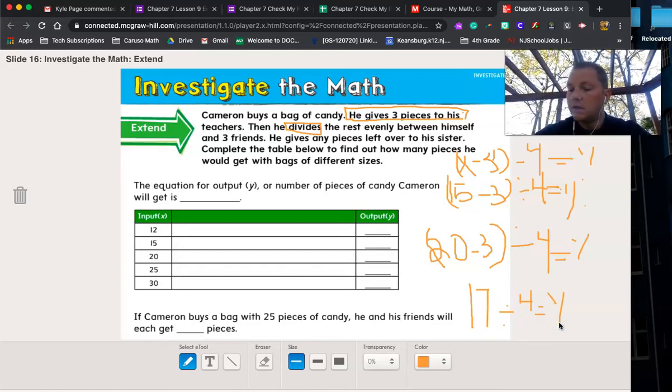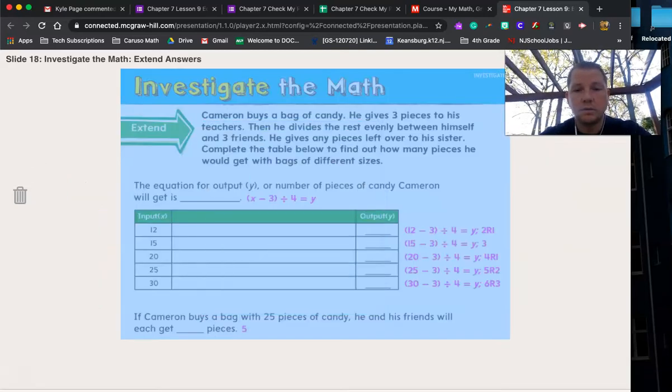Now we have to do the 17 divided by 4. So we're going to come over here. I know that 4 times 4 is 16. We have 1 left, so it's going to be remainder 1. I know it's sort of hard to see, so I'm just going to show you the answers, but the answer would be 4 remainder 1. So let's take a look at the answers over here.